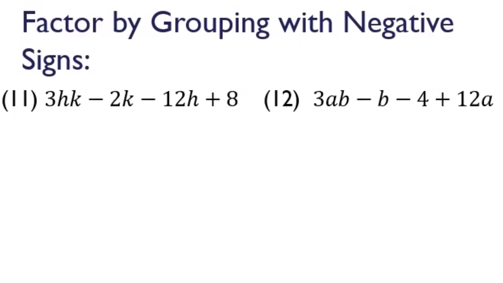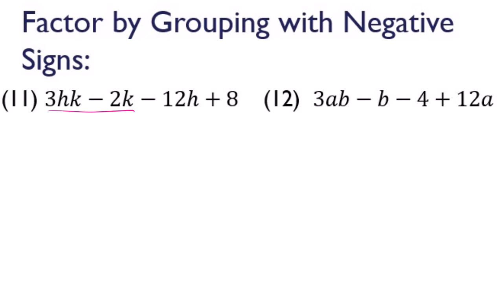Some more examples here. Number 11, we have 3hk minus 2k minus 12h plus 8. So we have four terms, so we want to think about grouping. I don't see anything that I need to rearrange, but if we get to the point where we factor out and nothing matches up, we can go back and maybe think about that.